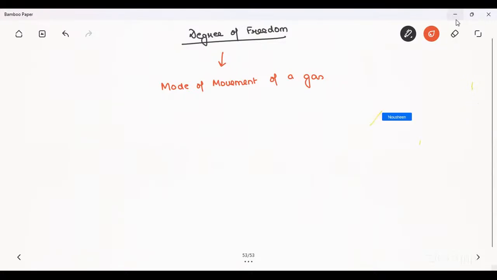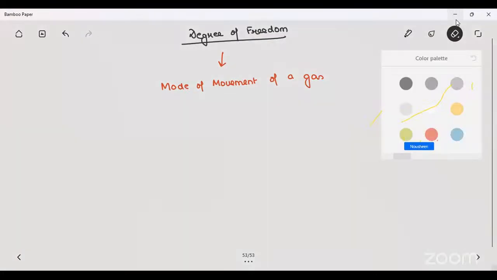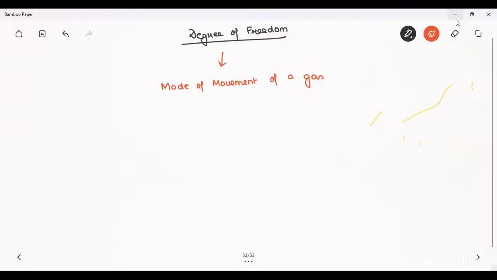No, sir, please remove this. No, sir, remove this, you added another one. I can't remove. So no, sir, please remove this.